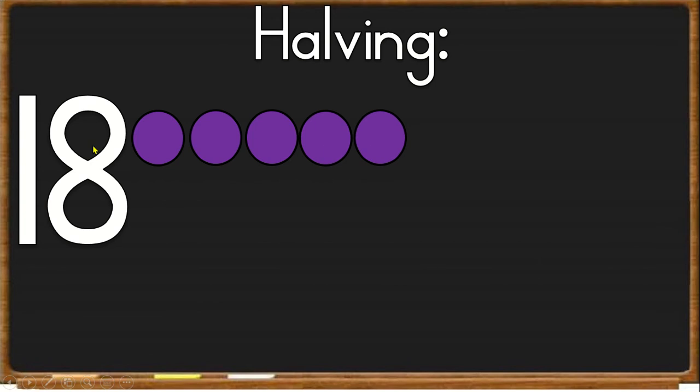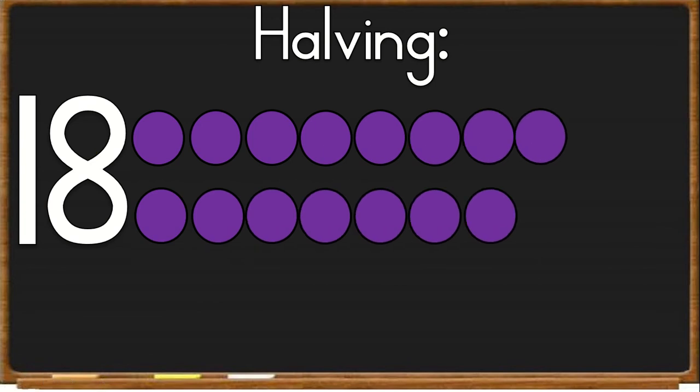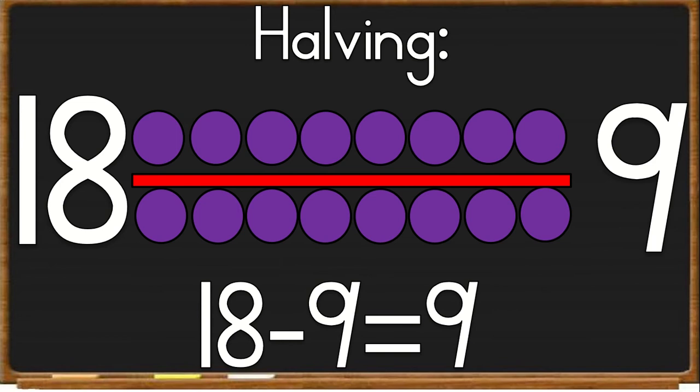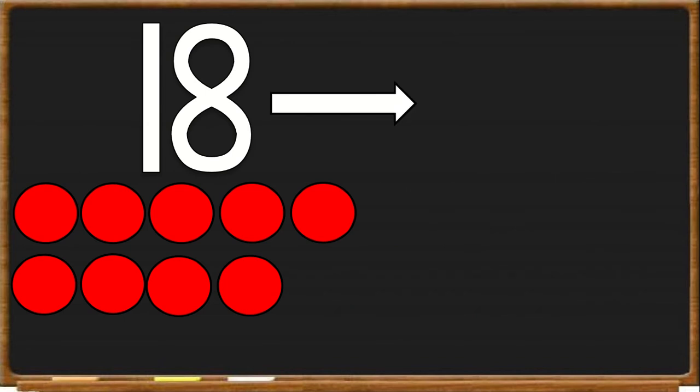Now we're going to do the same with 18. We will have 18 balls. We're going to cut them in half, and we're going to see we are left with 9. So 18 take away 9 equals 9. So you have 18 balls. I'm going to find half. I'm going to take away half, and I am left with 9. So half of 18 is 9.